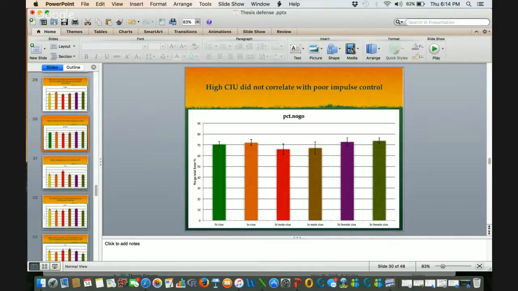We wanted to then look at the amount of errors of commission, which are the no-go errors. And what we found here was CIU did not correlate with poor impulse control.